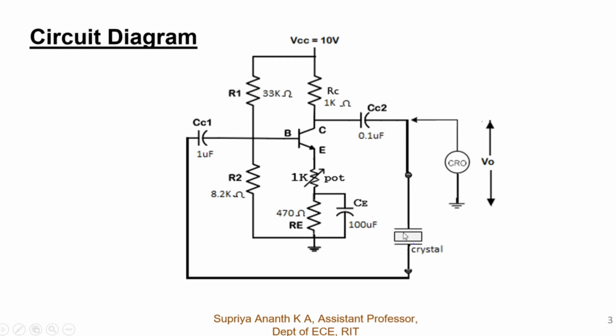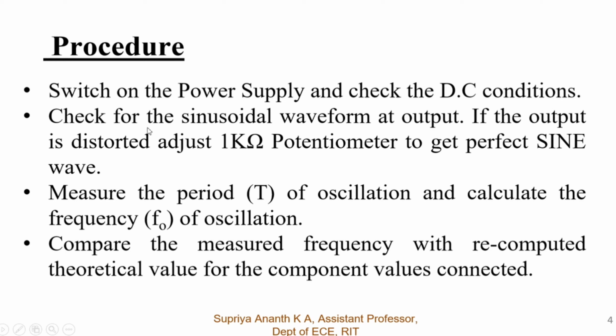We have taken the crystal across the output, and from the output you can connect the CRO to the collector and check the voltage we are getting. The procedure is to switch on the power supply, check the DC connections first, and check the sinusoidal waveform at the output, that is across the collector. If the output is distorted, then we need to adjust the 1 kilo ohm potentiometer, the variable resistance across the emitter, to get a perfect sine wave. Then we need to measure the time period of the oscillation and calculate the frequency accordingly. We need to measure and compare the theoretical as well as the practical value.